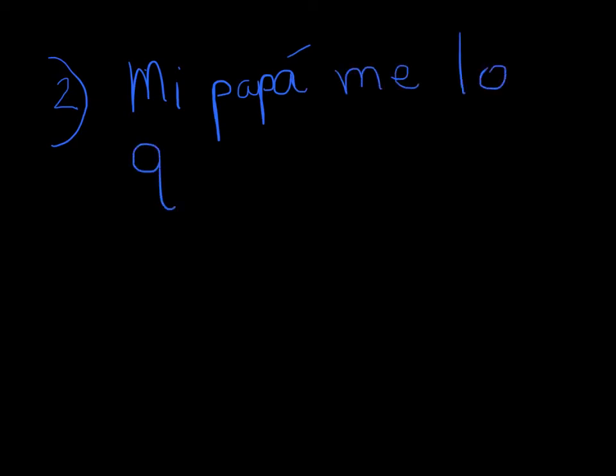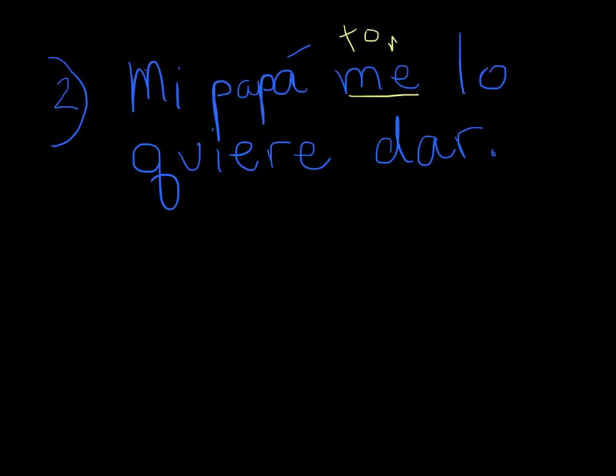Okay, how about mi papa? Let's go backwards this time. Me lo quiere dar. And try to translate what that would mean. So I have a subject, mi papa. I can see that there's an indirect and a direct object in this sentence. So I know that this stands for to me because that's the only thing it could be. Then I look at the lo and I think, that's an it. Could be anything. Could be anything masculine, singular.